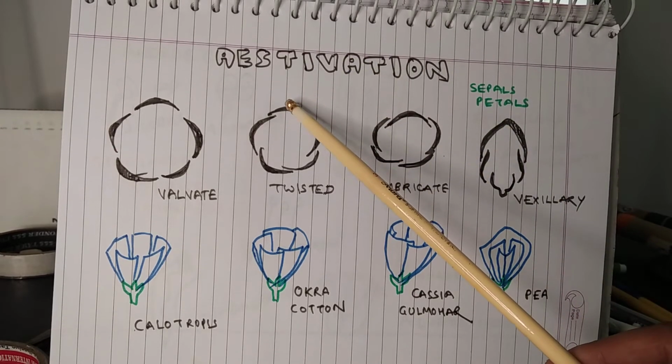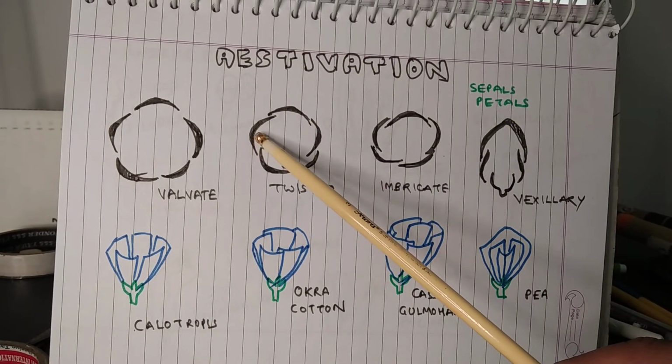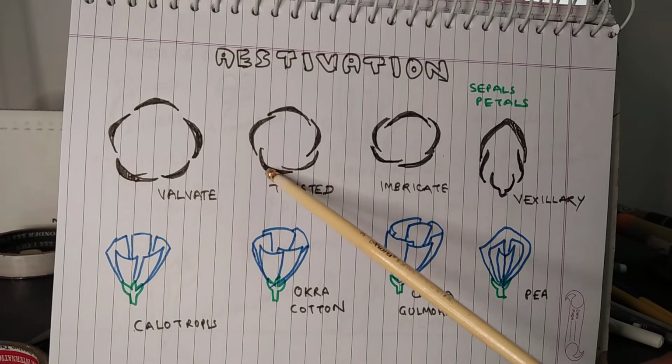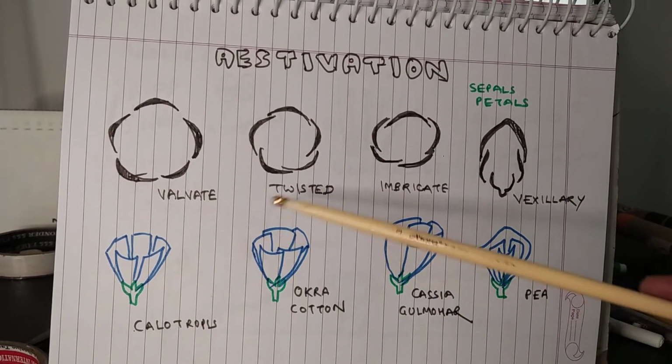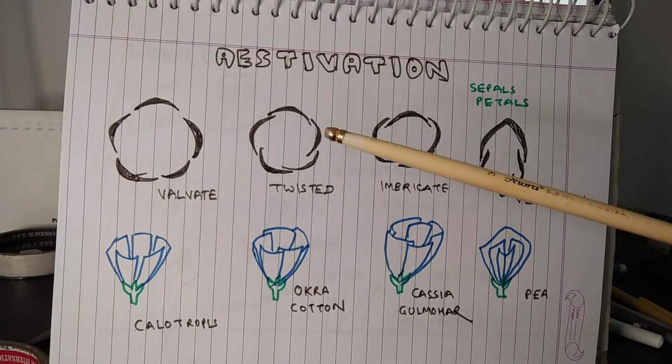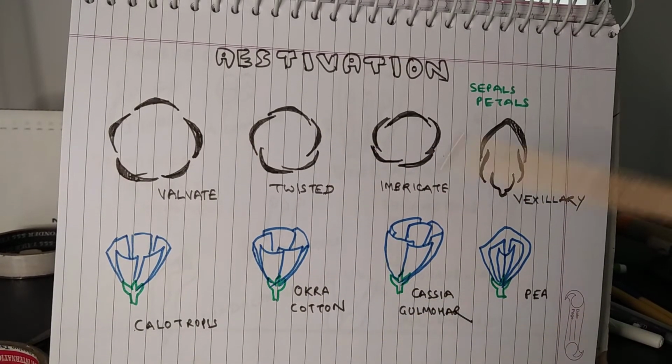When sepals or petals overlap one another, and this overlapping is in a particular sequence, this one is overlapping this one, this is overlapping the next one, this is overlapping the next one, and so on. This condition is called twisted. This is the side view. Examples are okra and cotton.